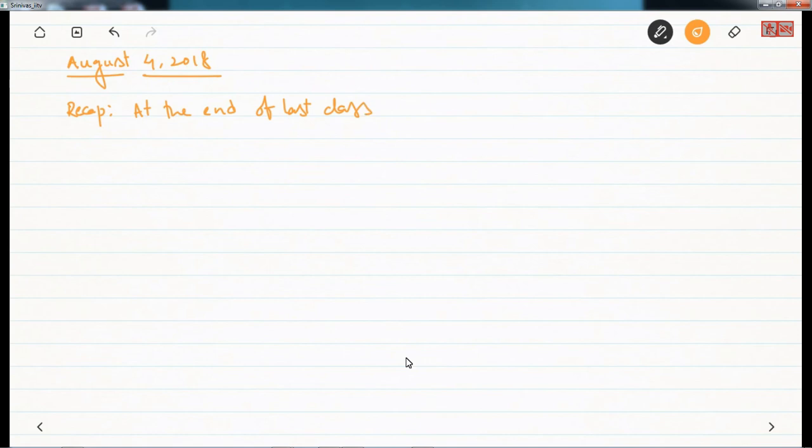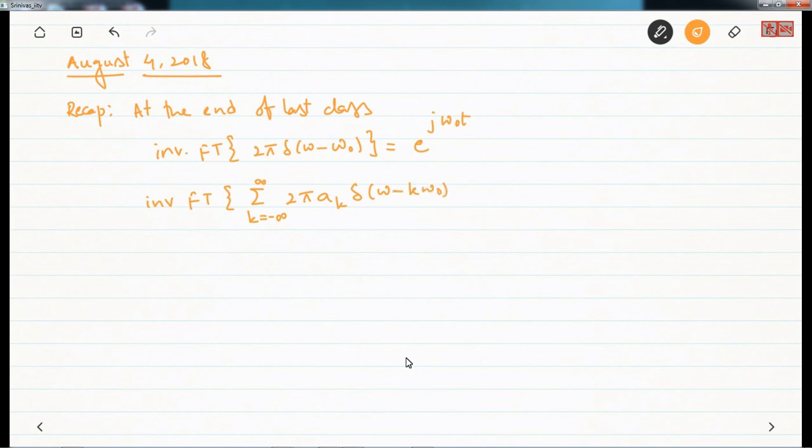We did the inverse Fourier transform of 2 pi delta of omega minus omega naught. We found that to be equivalent to e power j omega naught t. And also the inverse Fourier transform of summation k equal to minus infinity to plus infinity 2 pi ak delta of omega minus k omega naught.